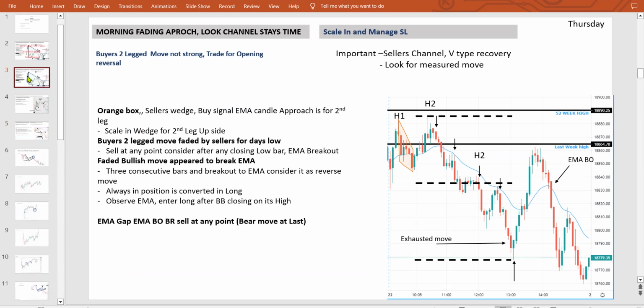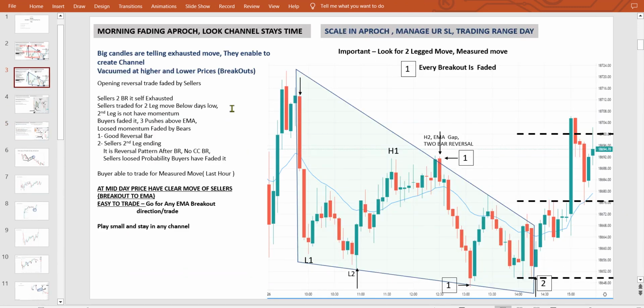A bear channel is there. So the best idea is to go for an opening reversal trade in the starting hour. Find a wedge pattern like this and fade it. From the midpoint you can also get good moves like a breakout to the EMA. If you traded any breakout to the EMA, like this one, you bought here. This is the breakout to the EMA, you can sell here.